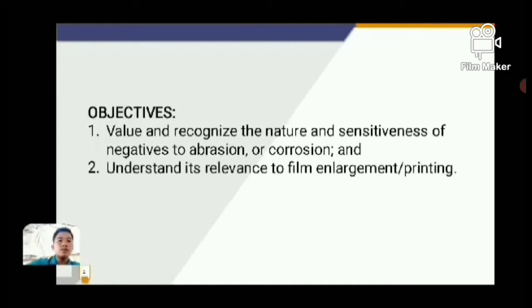Number 1, value and recognize the nature and sensitiveness of negatives to abrasion or corrosion. Number 2, understand its relevance to film enlargement or printing. In this area, malalaman natin ang definition, differences, as well as the relativeness ng negatives, film enlargement, abrasion, and corrosion.